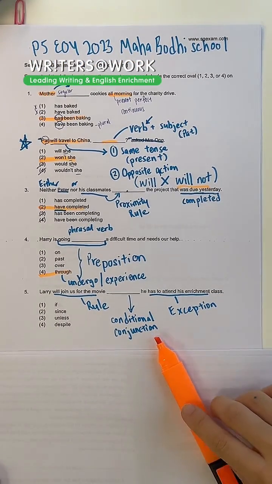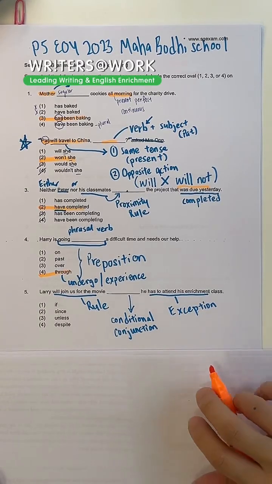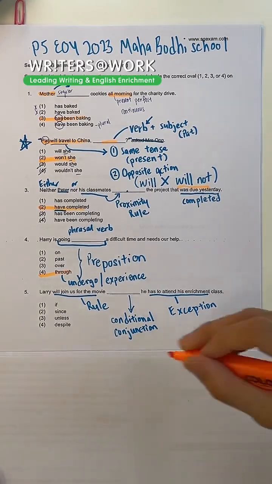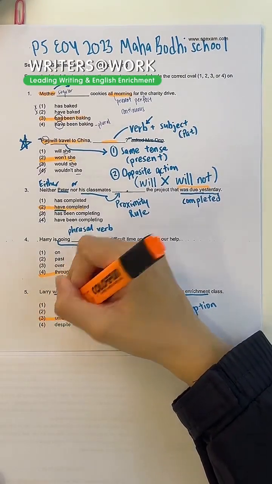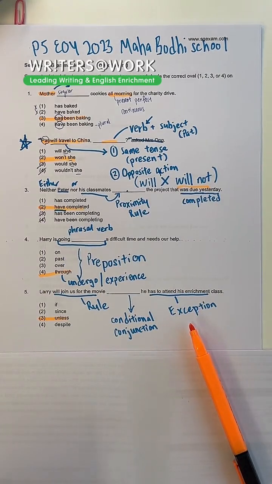In this case, because you're introducing a conditional that provides an exception, the exception should be introduced with "unless." Larry will join us unless he has to attend his enrichment class.